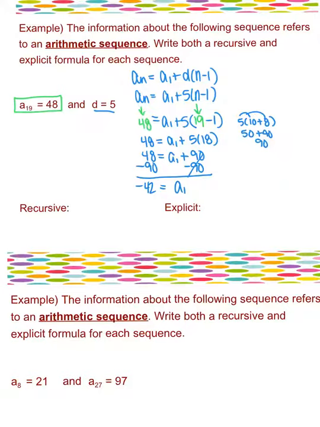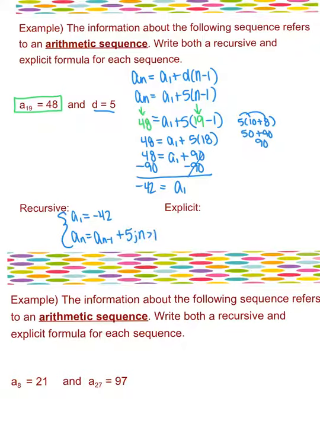And now I have all the information I need to write both the recursive and the explicit notation. For recursive, I've got a sub 1 equals negative 42. And a sub n is equal to a sub n minus 1 plus 5, such that n is greater than 1.